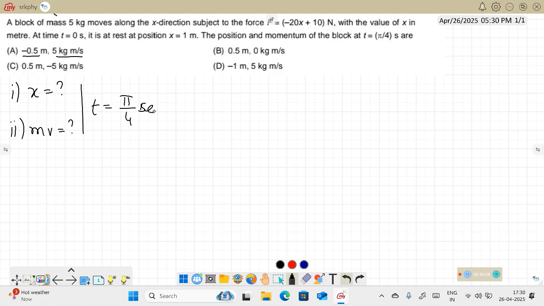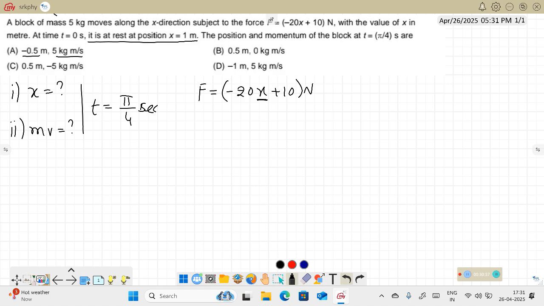If we see the question, the force given here is a variable force, F equal to minus 20x plus 10 newtons. As the x value changes, the force value automatically changes. Suppose we put x value 0, the initial position: minus 20 times 0 plus 10, this total becomes 0 plus 10, which means the force value becomes positive. In the question, it is at rest at x equal to 1 meter.